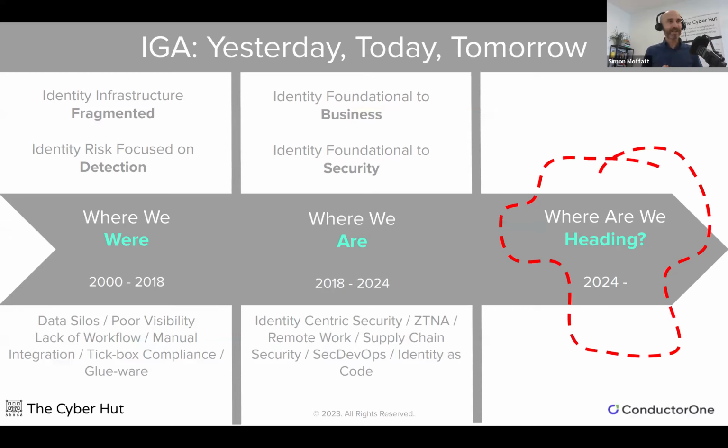Data silos: there was identity data distributed in different locations, databases, homegrown apps, mainframes, none of it particularly well connected. That resulted in really bad visibility. Organizations couldn't really see where their identities were located, how they were being used, what permissions they should have, etc. And that resulted in this tick box compliance way of thinking, way of working, which again may still exist in some places.